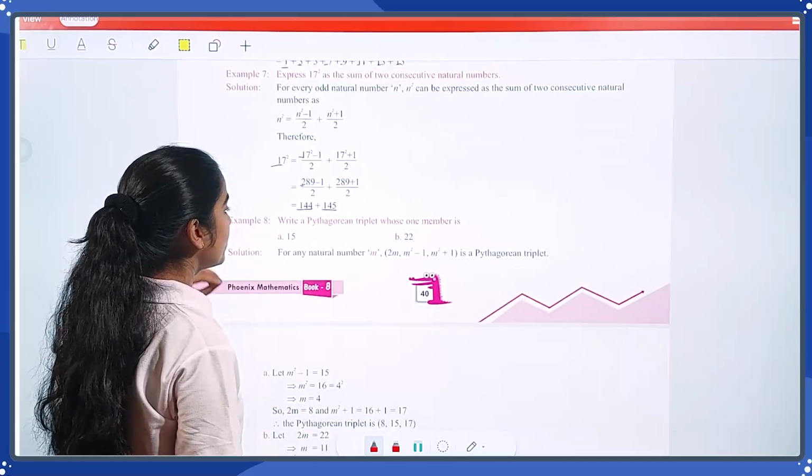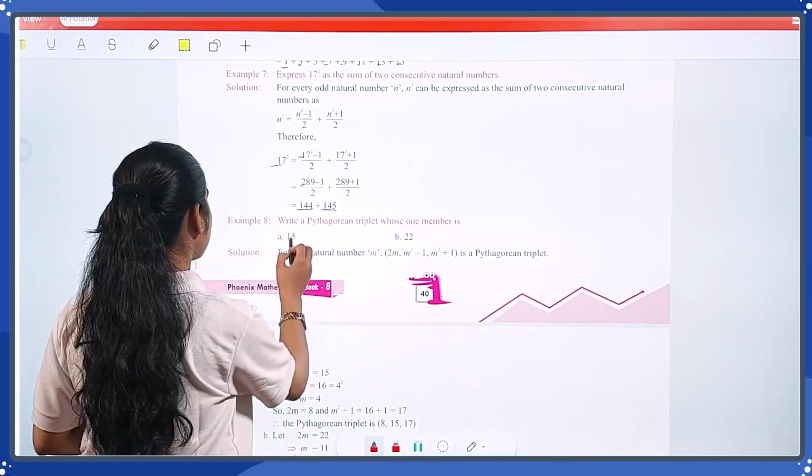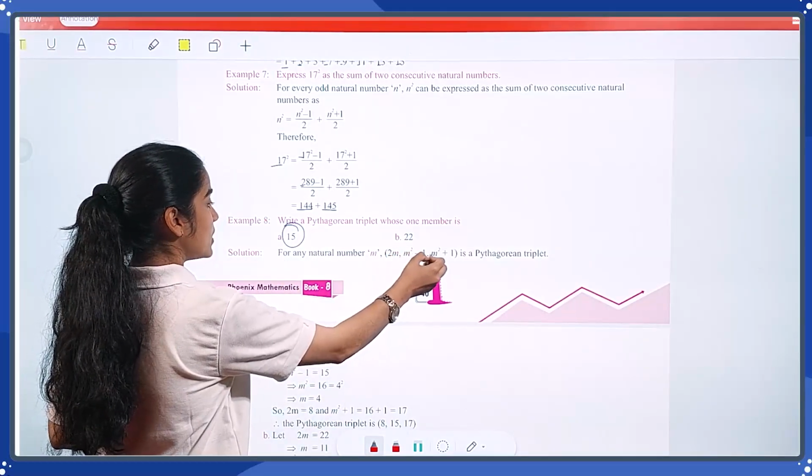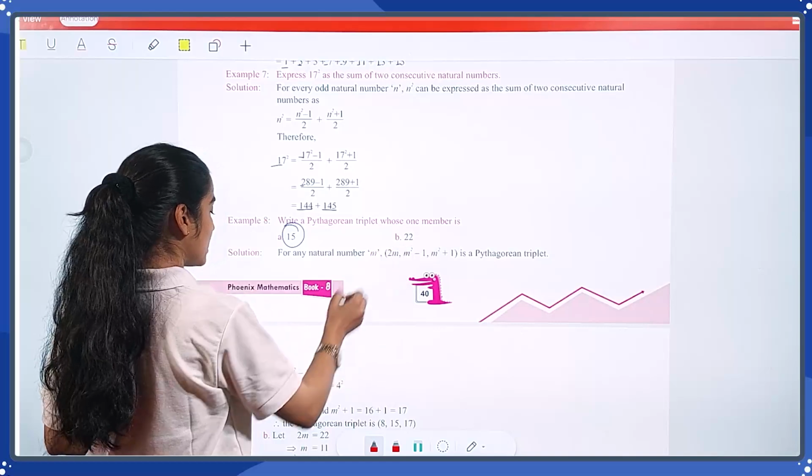Write a Pythagorean triplet whose one member is 15. So, how can you represent it? 2m, m square minus 1, m square plus 1. So, 2m is 30.